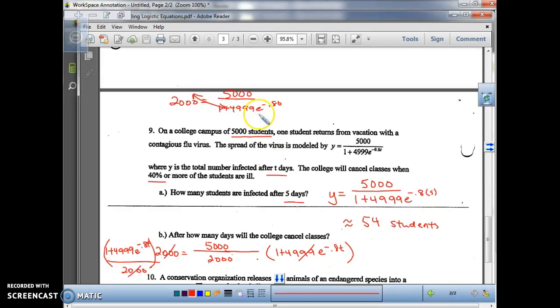So I'm going to end up with 1 plus 4,999 e to the negative 0.8t is equal to 5,000 over 2,000, which is 5 halves. Now, anything you can do in your head, just do in your head.